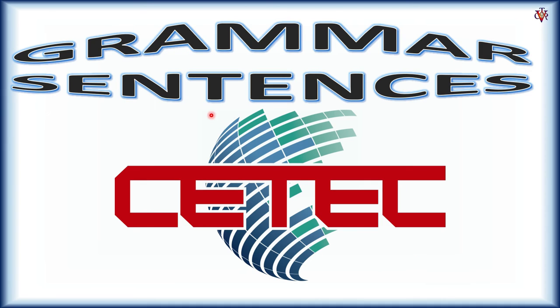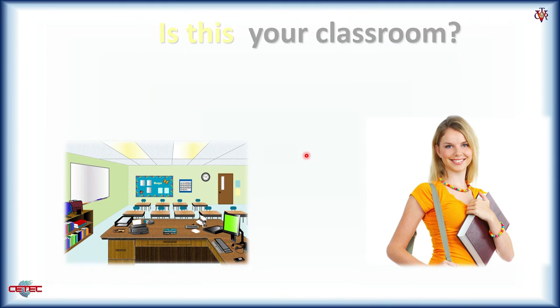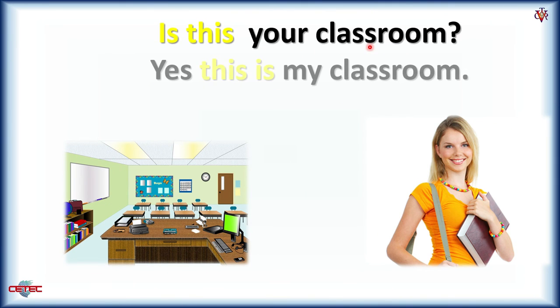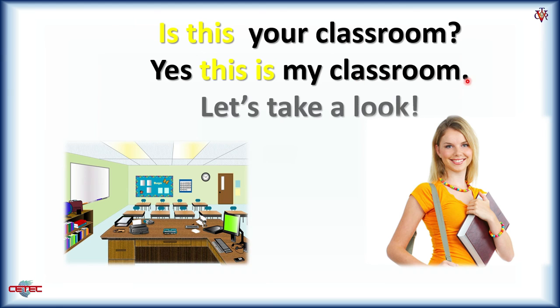Let's see the grammar sentences. Is this your classroom? Yes, this is my classroom. Let's take a look. Here, they use is to start a question. And the answer? It's similar, this. And it's clear that it is singular, because they use this. And here is classroom. They only mention one.